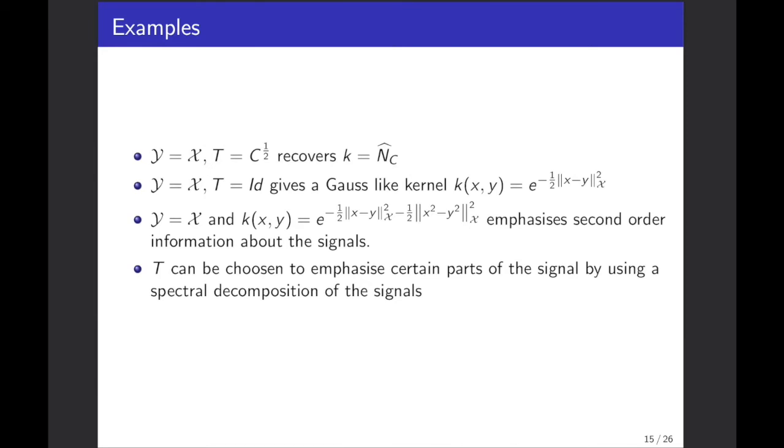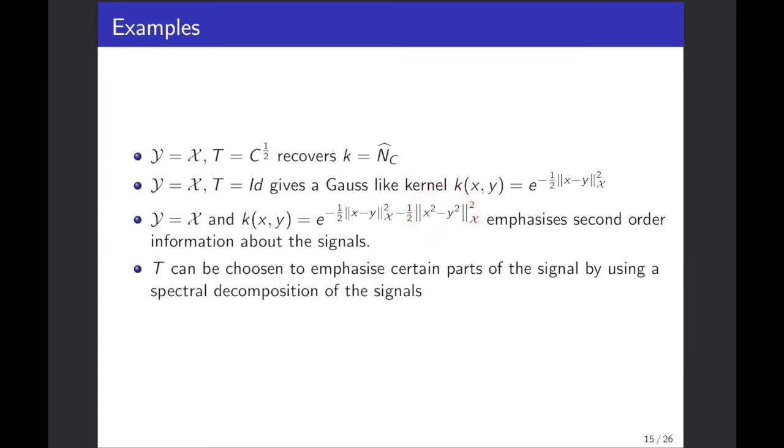Here we can actually make T map to the Cartesian product of two spaces. So we have now two terms here. And this one has these squared terms which will actually emphasize the second order information about the signals. So if you're wanting to do a two-sample test, but rather than an arbitrary difference of distribution, you wanted to only measure difference in covariance structure, which is quite common in functional data analysis, then this will be a kernel you might want to use because it emphasizes the second order information.